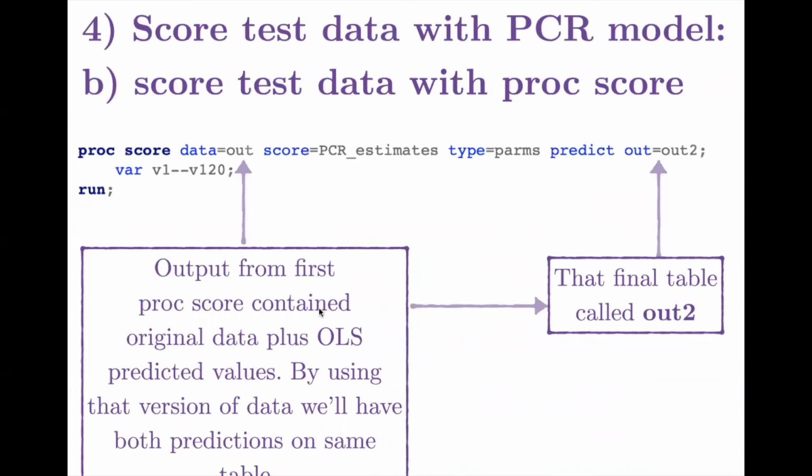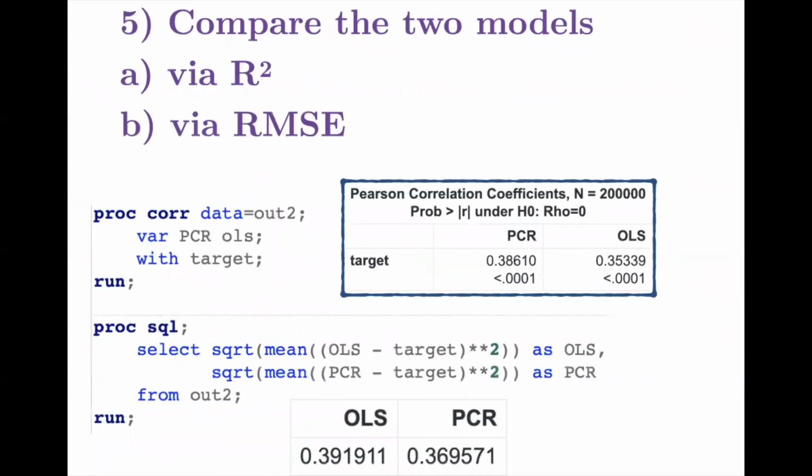I'm actually putting the output from the first proc score, from the proc reg work, into this proc score, because again, that contains all of the original data plus my OLS predicted values. So by using that, I'll have both predictions now on the same table, that final table being called out2. So the final step would be to compare these two models.